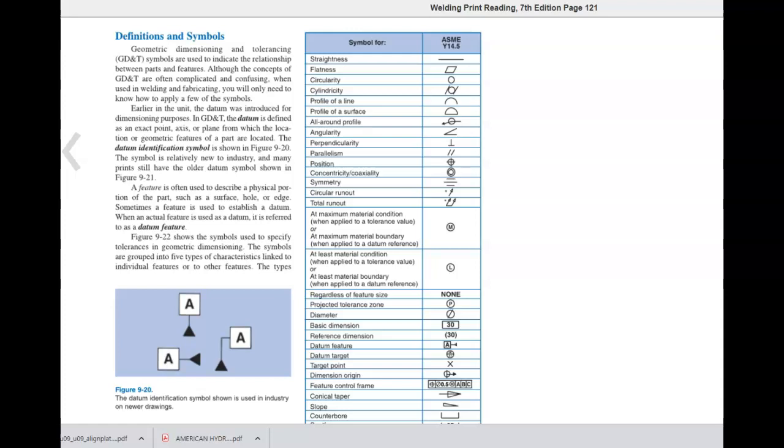Earlier in the unit, the datum was introduced for dimensioning purposes. In GD&T, the datum is defined as an exact point, axis, or plane from which the location or geometric features of a part are located. The datum identification symbol is shown in figure 9-20. The symbol is relatively new to industry, and many prints still have the older datum symbol shown in figure 9-21.